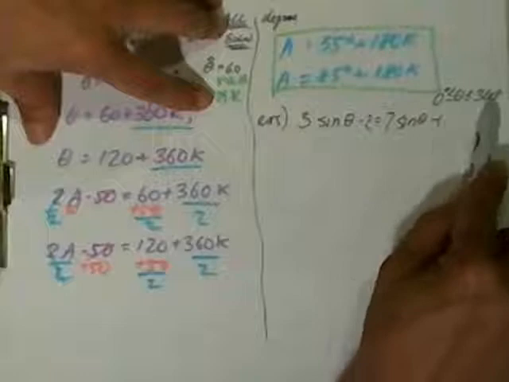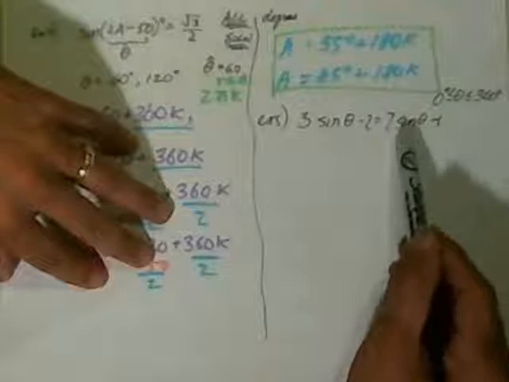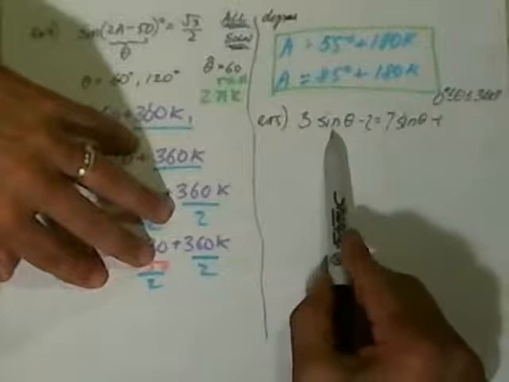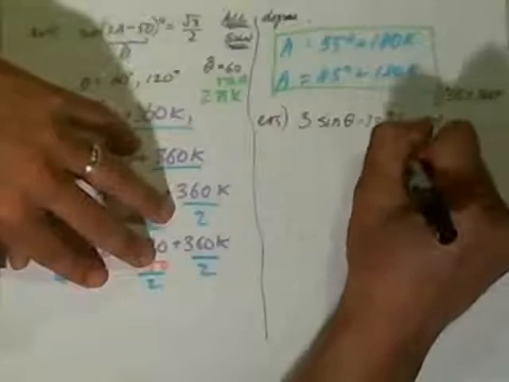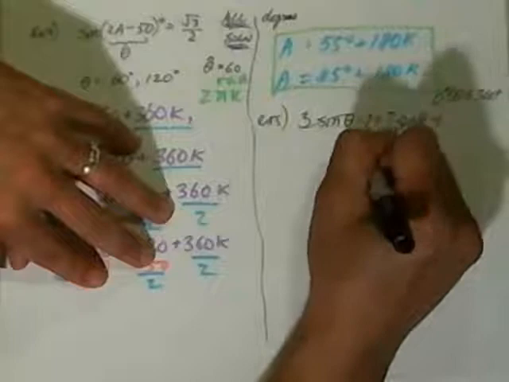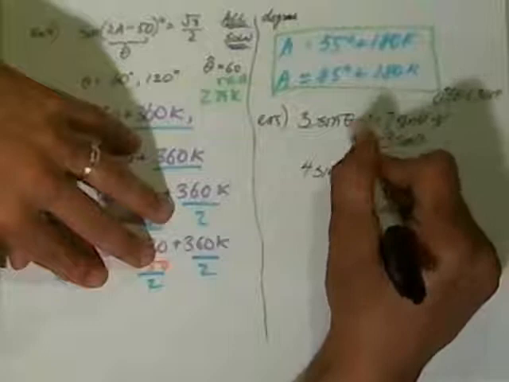So let's look at the equation, and we're going to try to solve this out. You have 3 sine of theta minus 2, and you have 7 sine of theta minus 1. So what are you going to do? We can either move the 3 sine theta to the right side or 7 sine theta to the left side. We'd rather move this guy over because it's a smaller number. So I'm going to subtract 3 sine theta, get rid of that. I have to get rid of this one, so I add 1, get rid of that. So 7 sine theta minus 3 sine theta is equal to 4 sine theta. It's equal to 2 minus 1, which is negative 1.